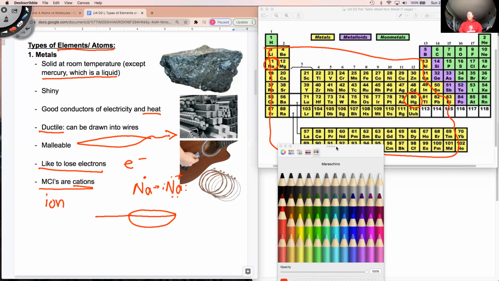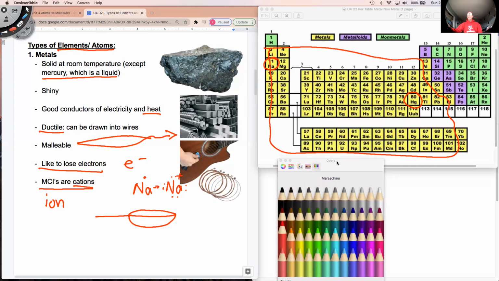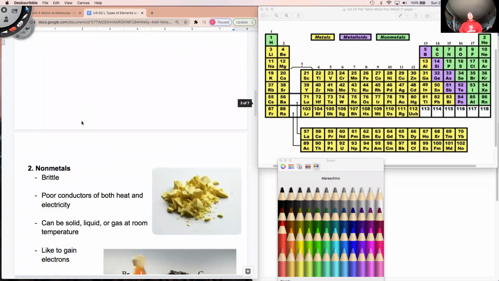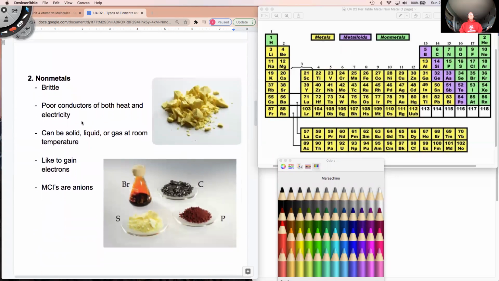And most of the periodic table that you can see is yellow, which means most of the atoms on the periodic table are metals. So now let's take a look at nonmetals. Nonmetals, ladies and gentlemen, are very brittle. What does brittle mean? Brittle means they break.